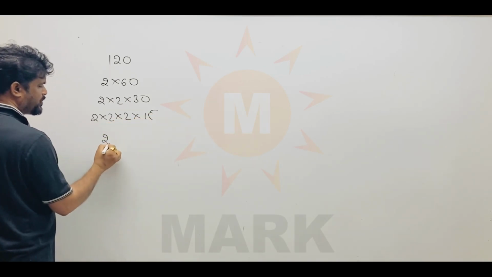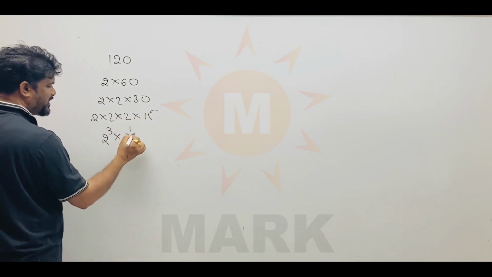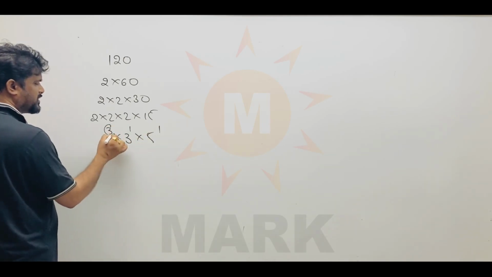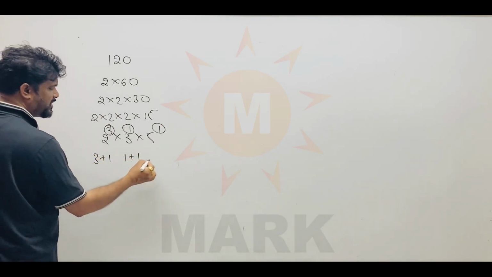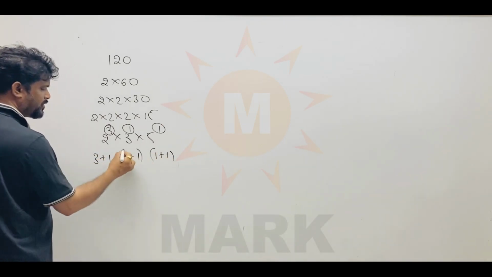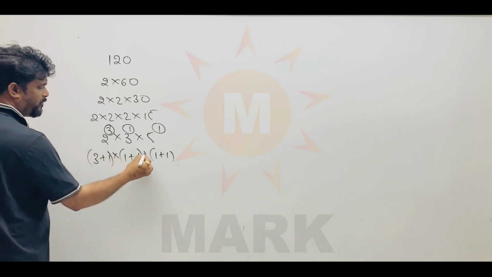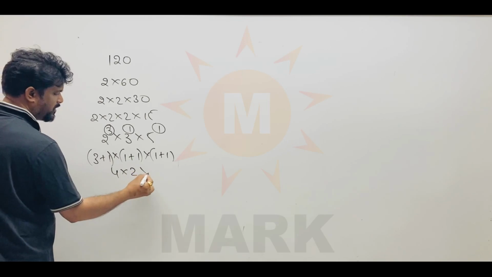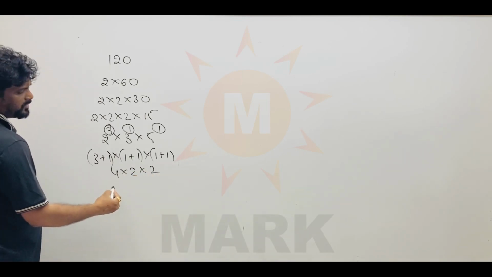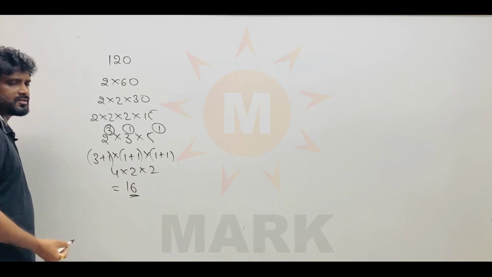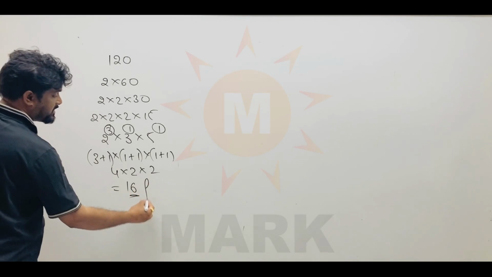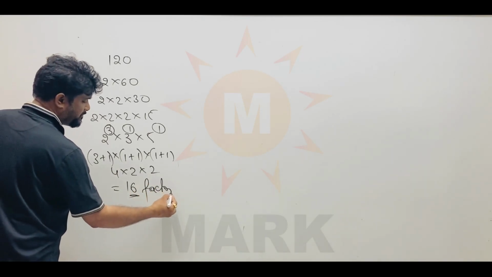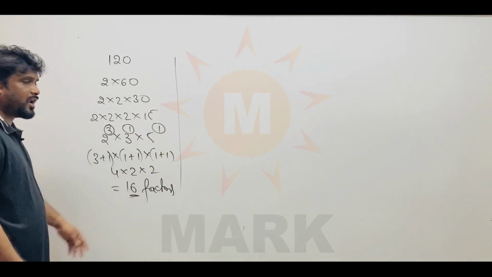So that is nothing but 2 cube into 3 power 1 into 5 power 1, right? So this is 3, this is 1, this is 1. So 3 plus 1, here 1 plus 1, here 1 plus 1. So my dear friends, it is 4 into 2 into 2, right? So that is nothing but 4 into 4, that will give 16. 16 is the total number of factors. There are 16 factors for 120, right? Including 1 and itself.